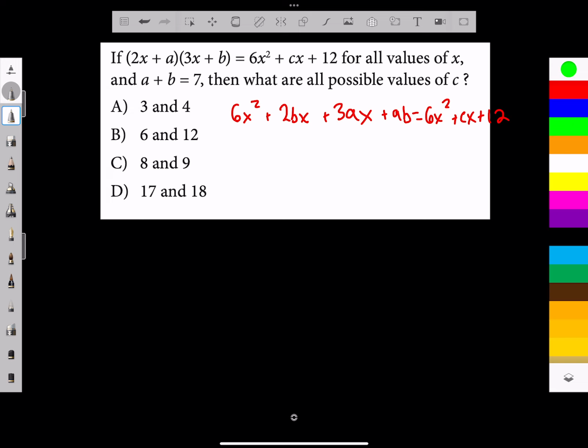And now what we do is we pair our variables. Anything with an x squared over here has to be equal to anything with an x squared over here. Not much going on there, right? 6x squared equals 6x squared. So you can kind of just cross those off. That's not helping us in any way, shape, or form. But when it comes to the x's, 2bx and 3ax on the left, and then cx on the right. So how many x's do I have on the left? Well, I have 2bx's on the left, and I also have 3ax's on the left. So that's going to equal the number of x's on the right, which is just cx's.